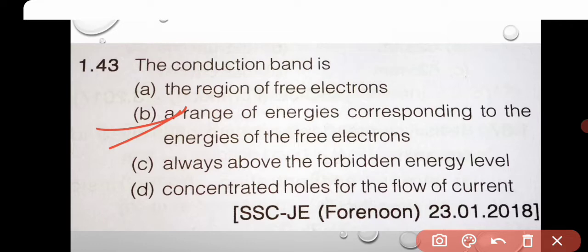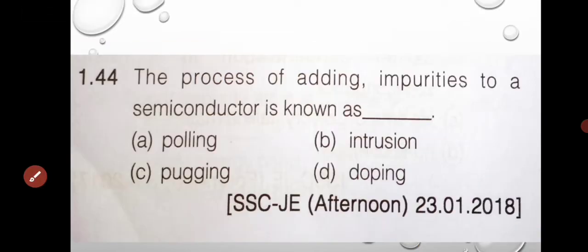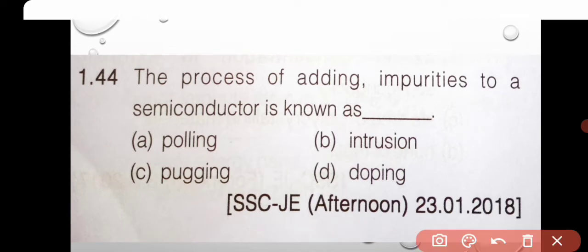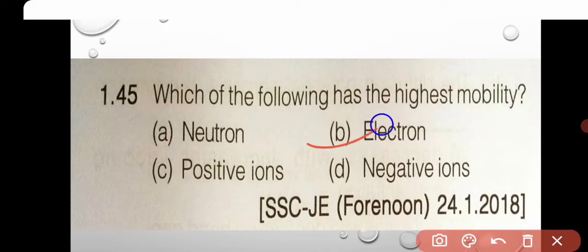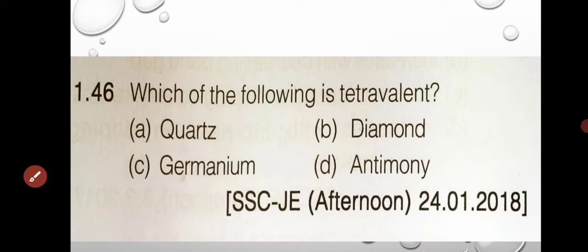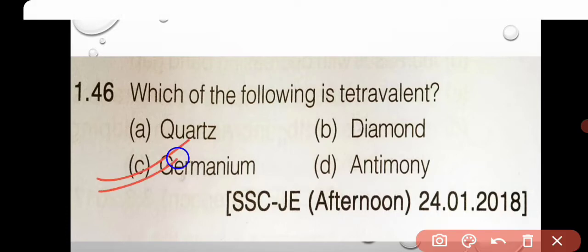Now the next question: the process of adding impurities to a semiconductor is known as doping. Its correct answer will be option D. Now the next question is: which of the following has the highest mobility? Its correct answer will be option B, that is electron. Now the next question is: which of the following is tetravalent, meaning having 4 valence electrons? Its correct answer will be option C, that is germanium.